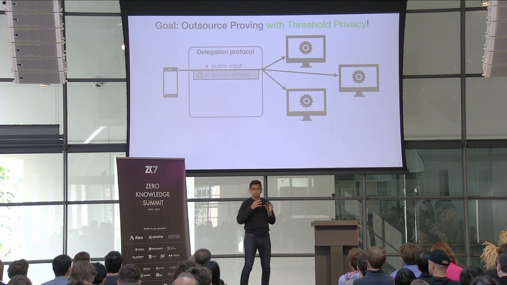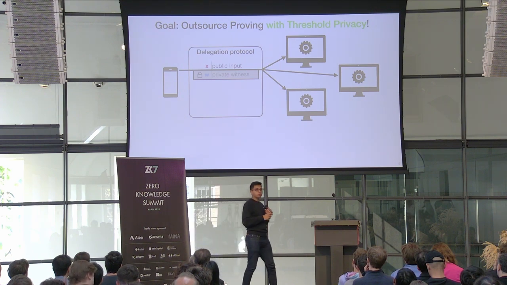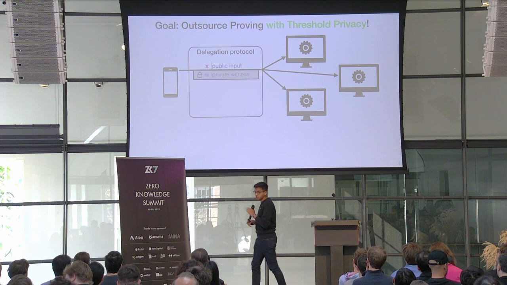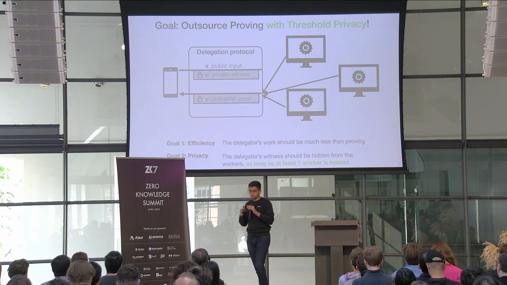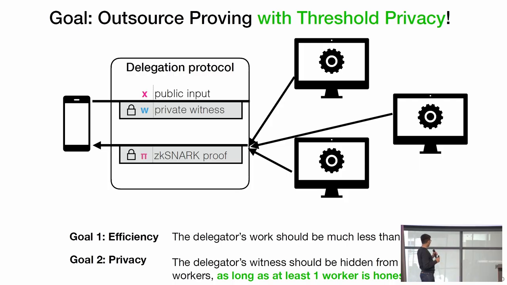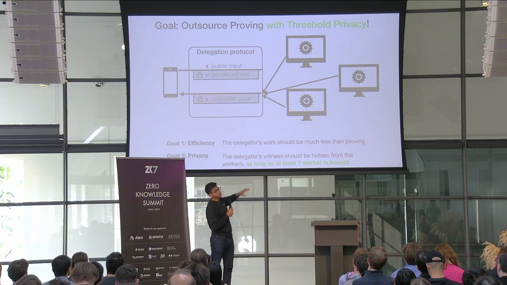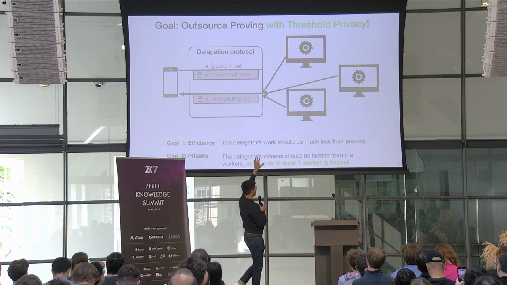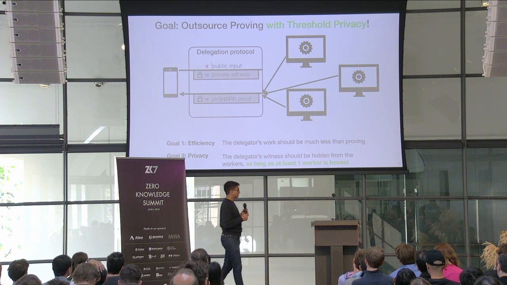So if you want to just use a single server, you can't do that. So maybe what you can do is relax the security guarantee a little bit and say, we only care about threshold privacy. I'll outsource my proving to a set of machines. And they can interact and compute the proof for me via some sort of cryptographic protocol. The guarantee that I want is that as long as one of these workers is honest and doesn't collude with the others, my witness is hidden. So as long as one machine is behaving honestly, you're fine. You might think maybe one of those machines is AWS, one is Google Cloud, and the other one is Azure or something like that. They might not be colluding with each other for competitive reasons.